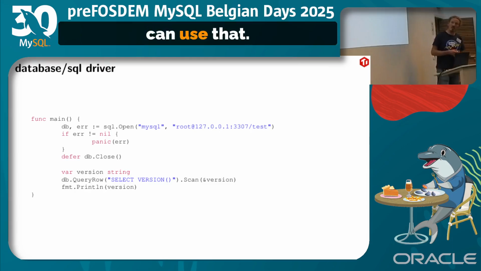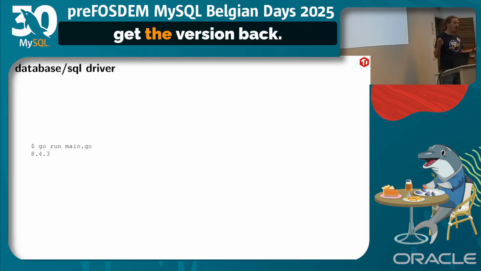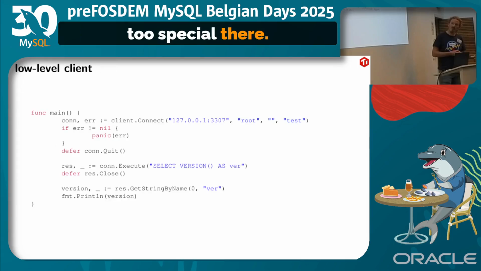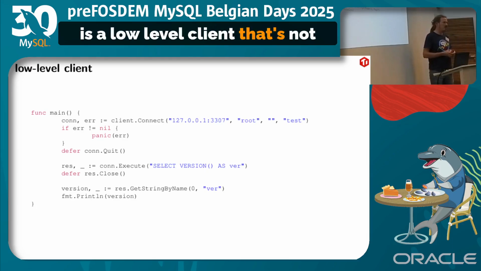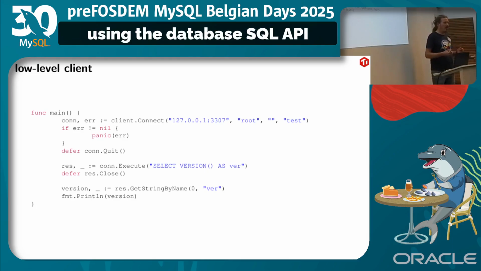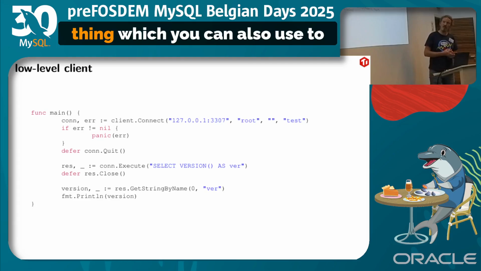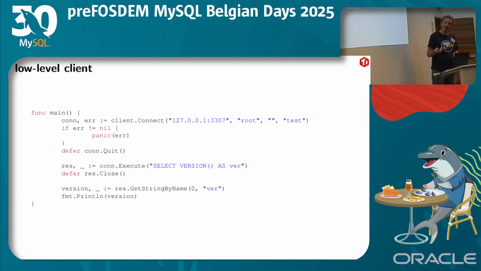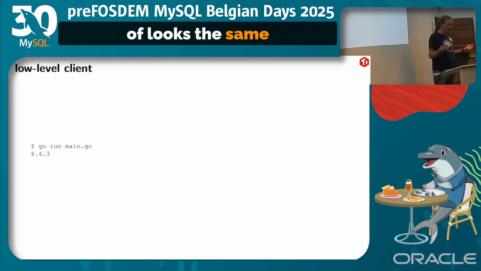And this is how you can use that. So you connect to a database, you execute a select version, and you get the version back. Nothing too special there. But another thing that we have is a low-level client that's not using the database SQL API, but it's just really a standalone thing, which you can also use to execute the query and then get a result. And the result kind of looks the same.